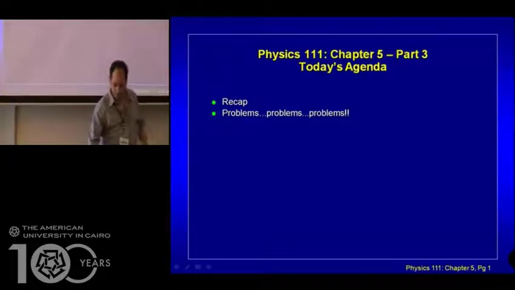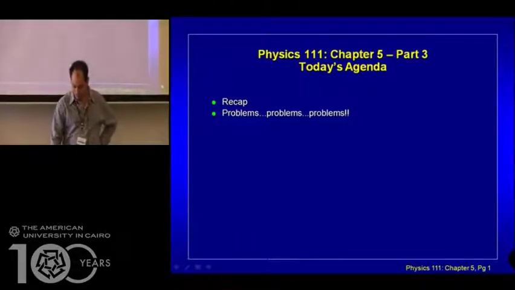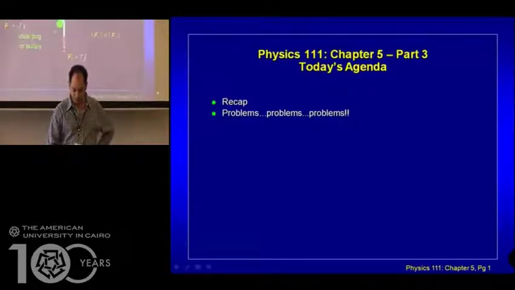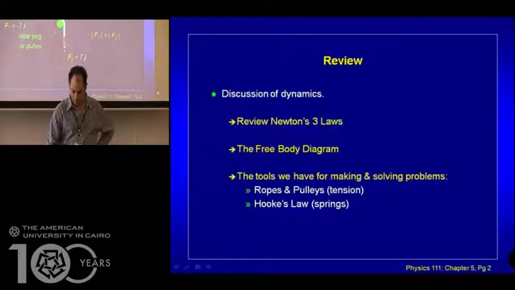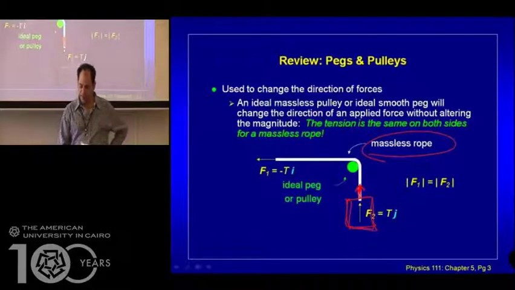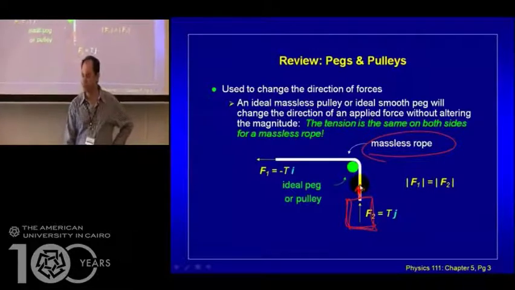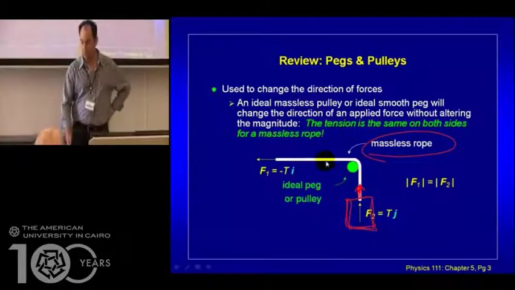If you remember, on Thursday we talked about pegs and pulleys, and we said that a massless, frictionless pulley, all it does is change the direction of the force, and nothing more than that. So if you have a force here that's T1, the force here is going to be the same force T1. This is what a pulley does.